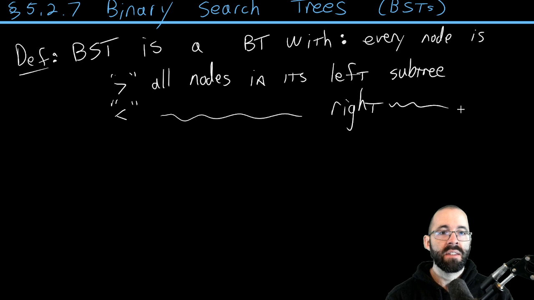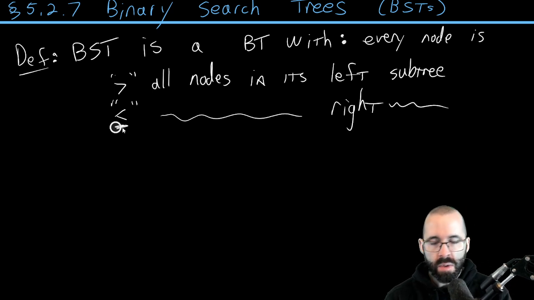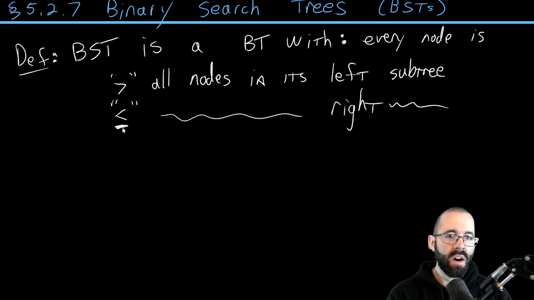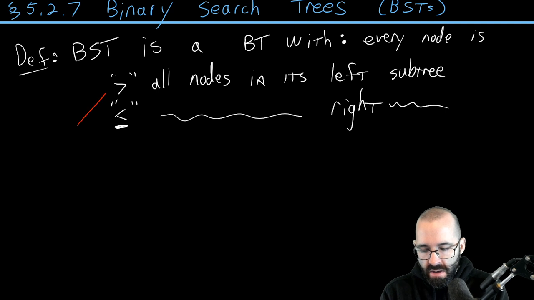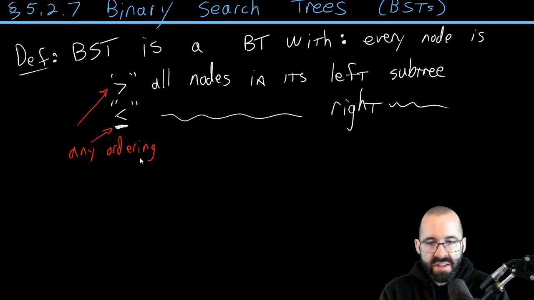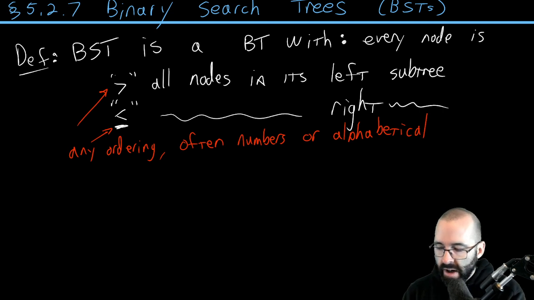So if we have numbers, every number is going to be bigger than the numbers on its left, smaller than, or smaller than or equal to, all the numbers on the right. So this could also be alphabetical. If we're dealing with strings, we could organize this alphabetically. It really can be any ordering, but often it's numbers or alphabetical. It could be other things as well, but some kind of ordering here.